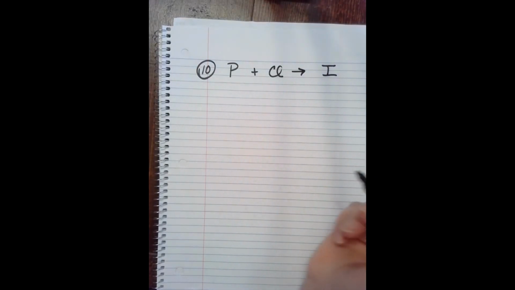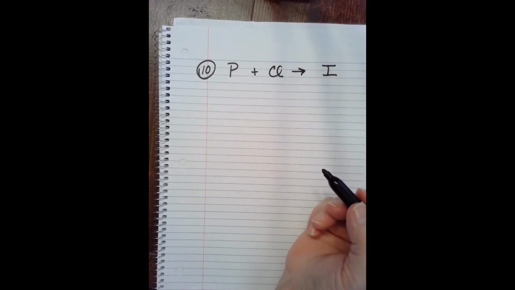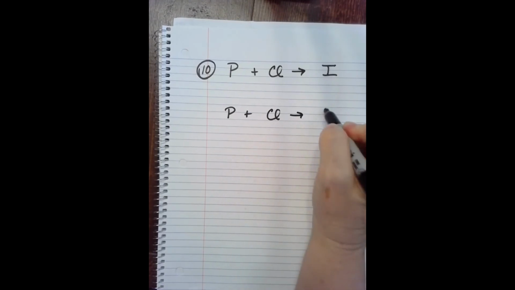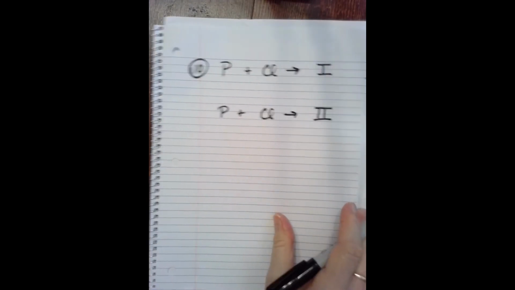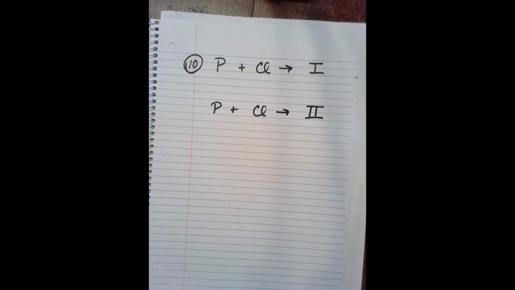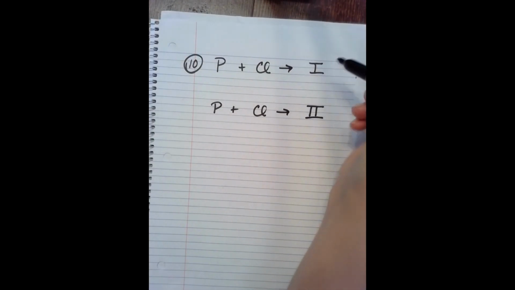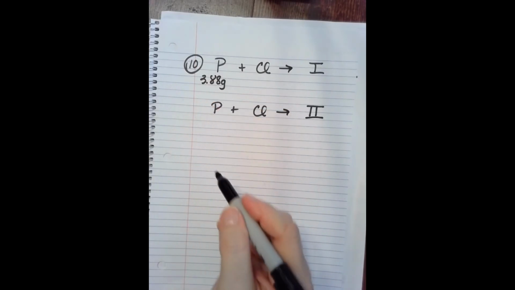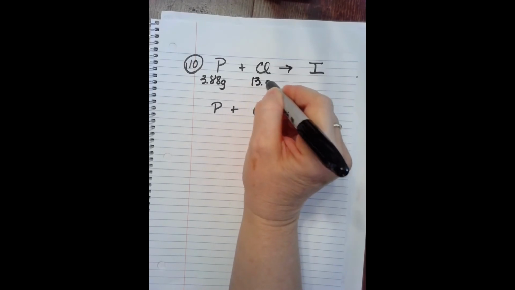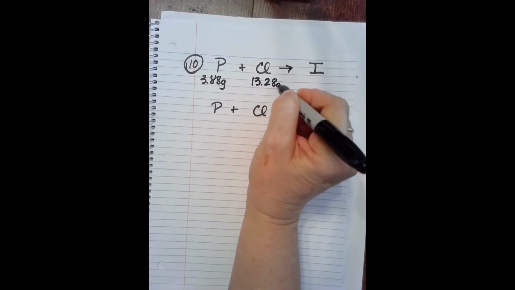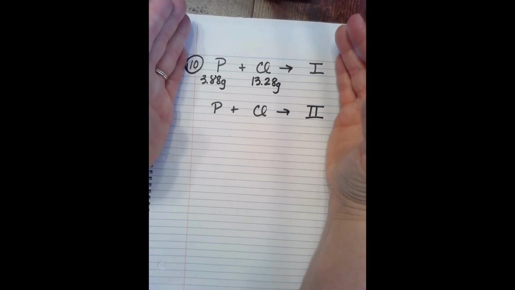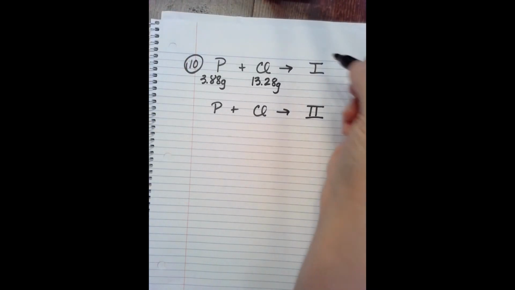So I'm just going to call them compound 1 and compound 2, right? Now let's see what it says. In one compound, let's call this compound 1, 3.88 grams of phosphorus combines with 13.28 grams of chlorine. So I'm just reading, right? Do you see how making a word picture of this helps me know what I'm doing? This is compound 1.